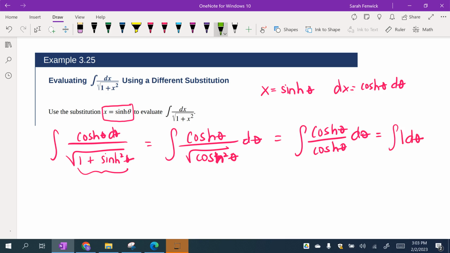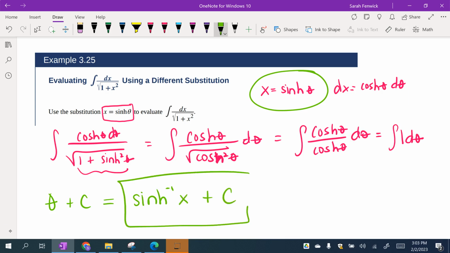So from there, the integral of 1 d theta is theta plus c. Our theta in this case, if we took the inverse here, is inverse hyperbolic sine of x plus c. So this is an equivalent answer to what we had before.